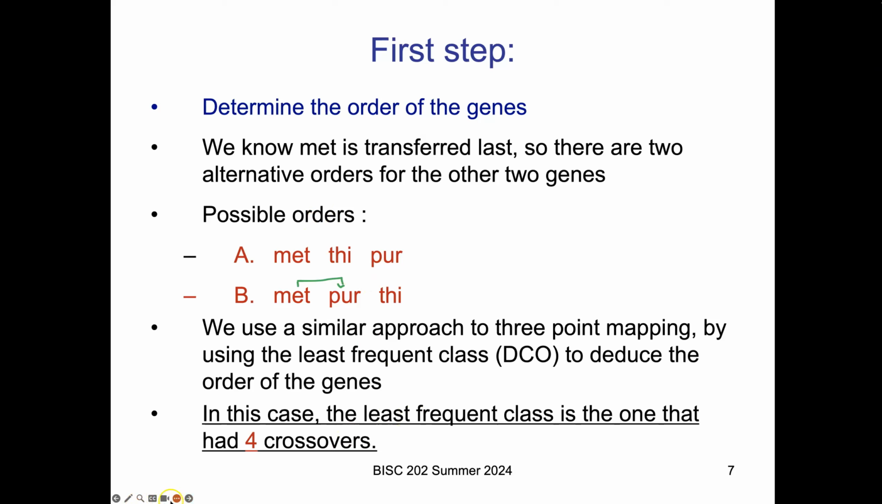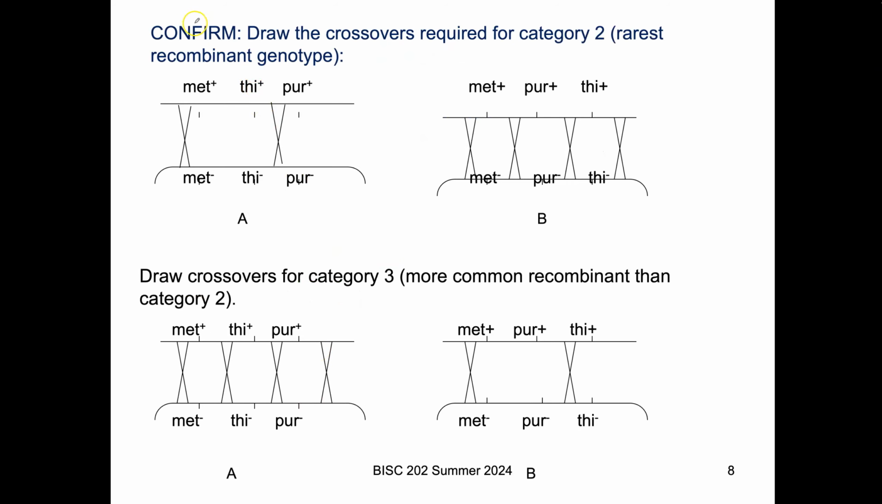But if you wanted to convince yourself, you would draw it out, right? So to confirm it, the order could have thymine in the middle, or it could have purine in the middle. And if we were looking for methionine wild type and thymine wild type but purine mutant, we would get that with just 2 crossovers, right? So we can do that with 2 crossovers, so we'd expect there'd be more of these. And if this was the order, then what would the 4 crossover class look like? It would have methionine wild type, thymine mutant, purine wild type, and then 1 more crossover to complete the circle. So it'd be wild type for these 2 and then mutant for this one.